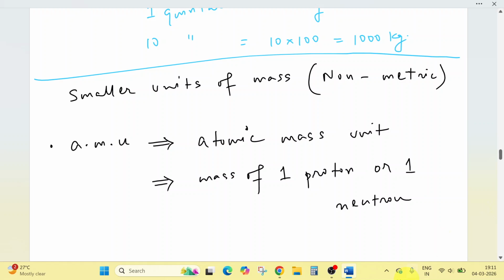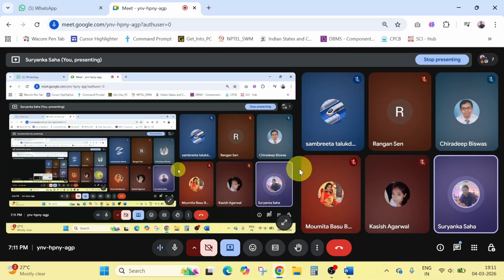Can you tell me? If an element has 2 protons and 1 neutron, or suppose 2 protons and 3 neutrons. Anshi Agarwal, are you there? If an element has 2 protons and 3 neutrons, what will be the mass of the element? Please tell, Anshi, in terms of AMU.